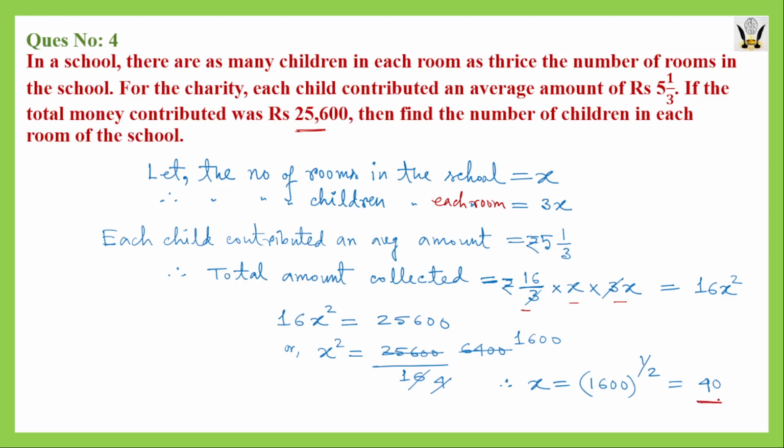So x is the number of rooms in that school. The number of rooms in that school is 40, but what was asked from us? Find the number of children in each room of that school. So the number of children in each room is thrice the total number of rooms. So 3x means 3 multiplied by 40, and that will be 120.